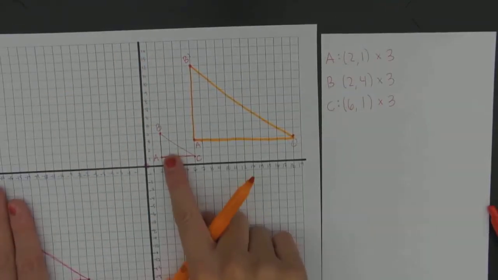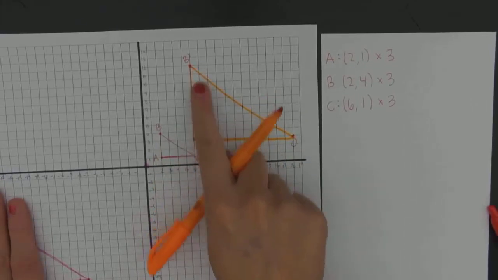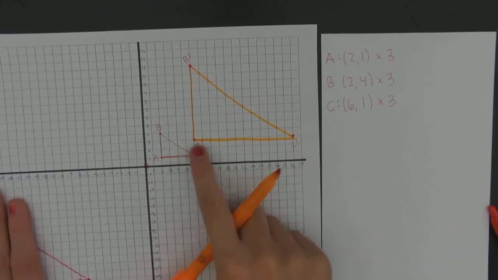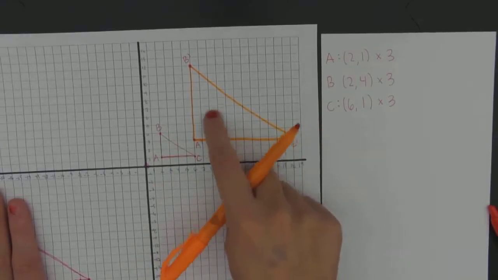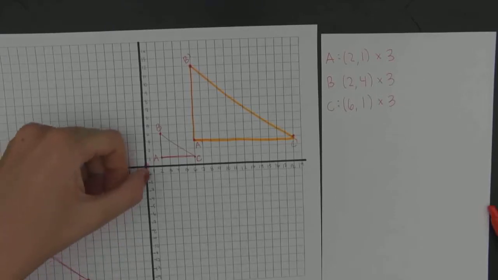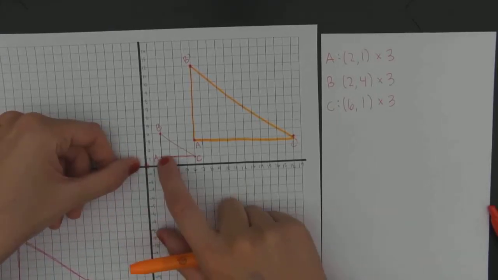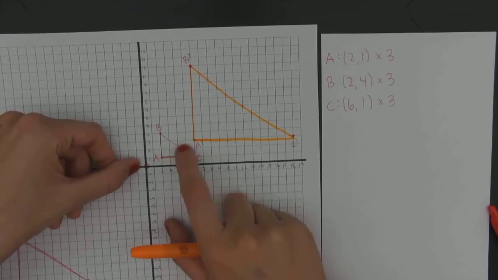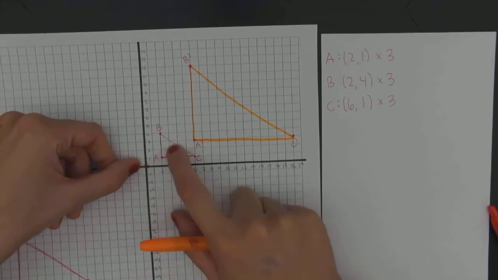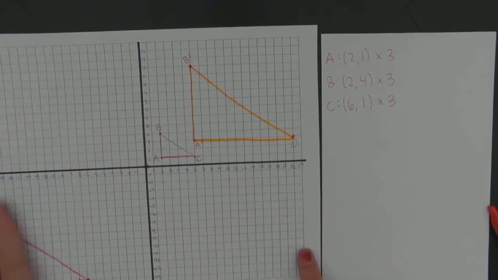Alright, so my triangle got 3 times bigger. Each side is 3 times as big. Okay, the area it covers is going to be 3 times as big, and it is 3 times the distance from my center of dilation, which is my origin. So A is 1, then 2, and then 3. Do you see how that distance increased also? 3 times as big. Okay?